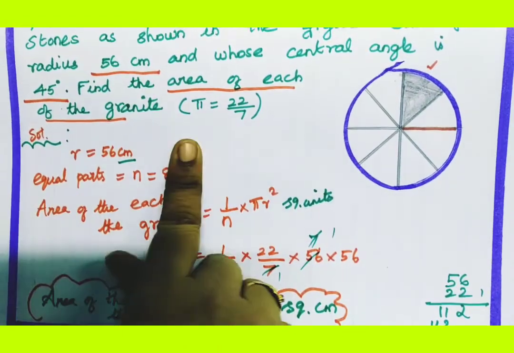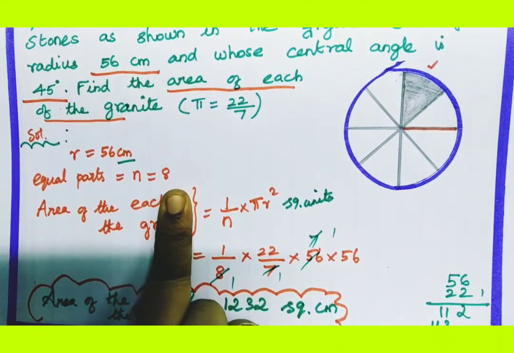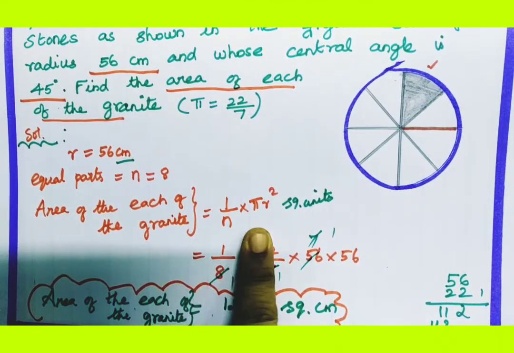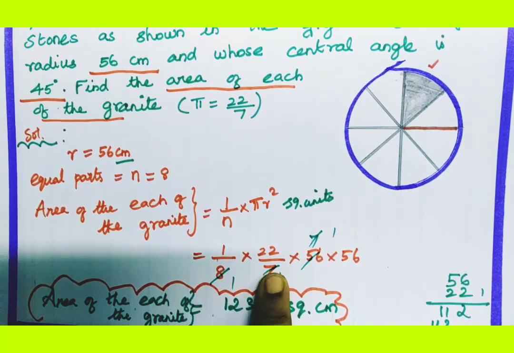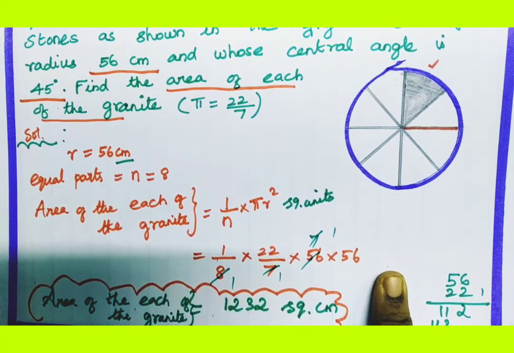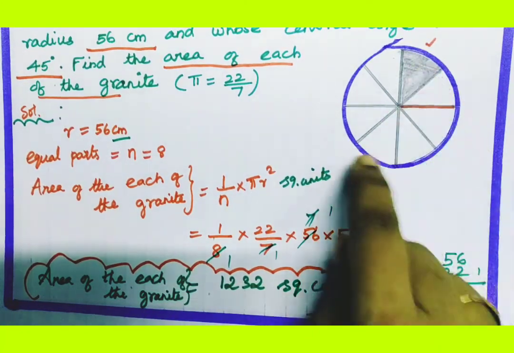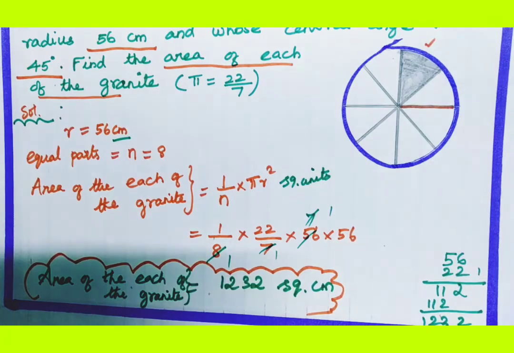So here radius is given. Number of equal parts is 8. Formula is 1 by n into pi r square, square units. Okay. Now 1 by 8 into 22 by 7 into 56 into 56. Cancel it. You will get the area of the single granite. Okay.